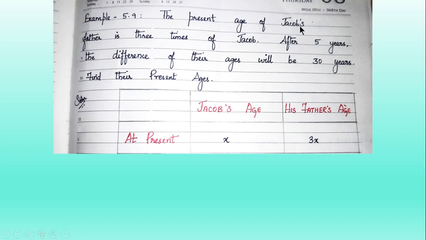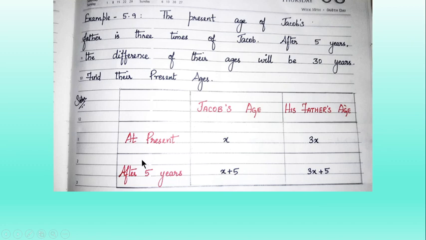What is the clue given for his father's age? The present age of Jacob's father is 3 times of Jacob. Since the father's age is compared with Jacob's, we are giving first preference to Jacob's age. That's why we are assigning Jacob's age as x. So what happens after 5 years? We are going to add 5 more years to Jacob's age. Similarly, we are going to add 5 more years to his father's age.